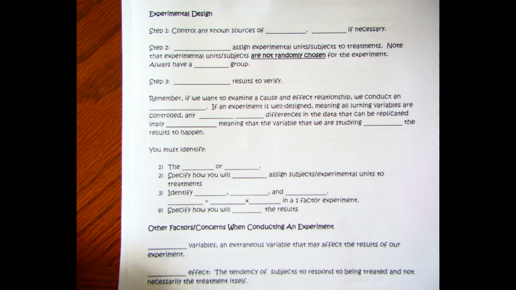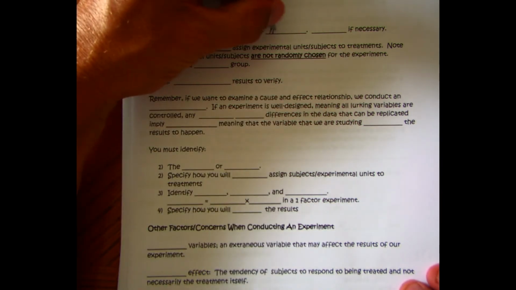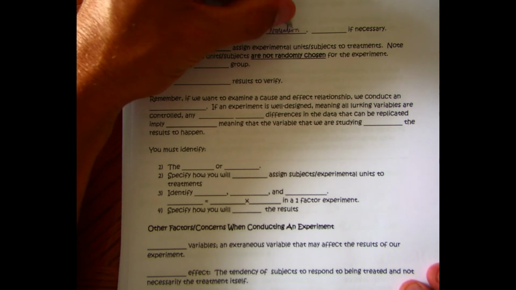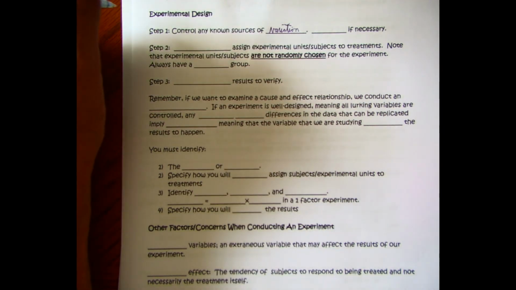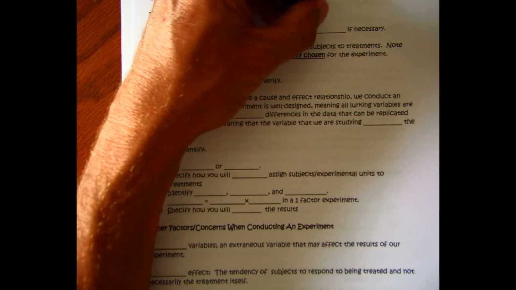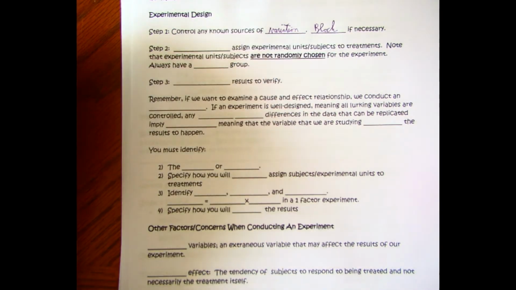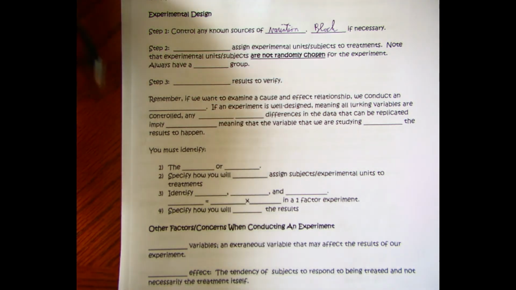So here's experimental design. We have to control all known sources of variation. We're trying to only isolate the variable that we're studying, so we control all other variables. We block if necessary. So if we know that there is a variable that's contributing to our results, then we would block. So if gender contributed to our results in our blood pressure study, then we would block by gender.